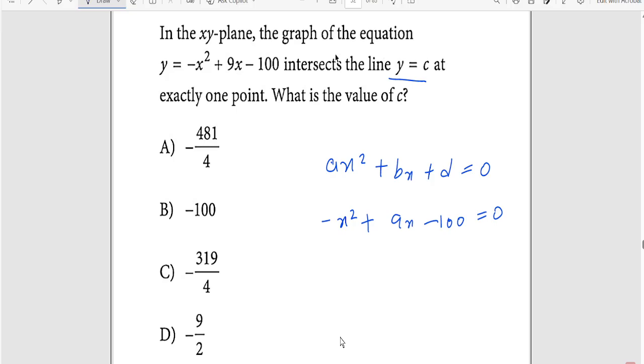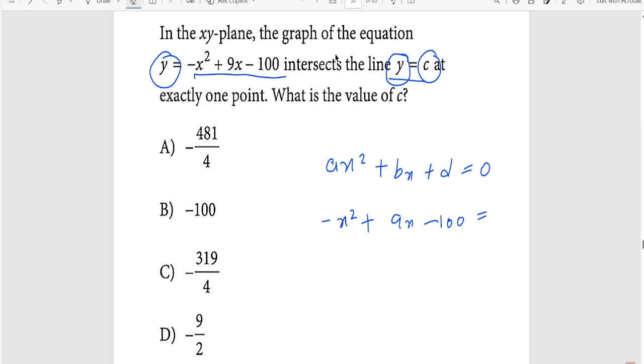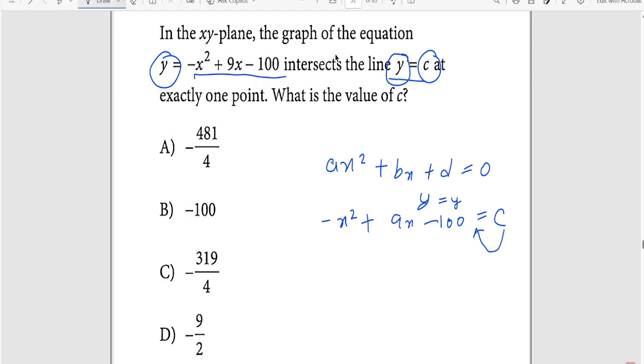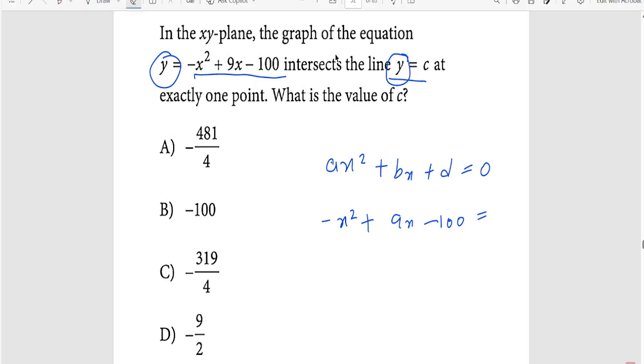They both are y. This is y, this is y. So what I can do is equate this with c, because they both are y. So I can equate this equation with c because y equals y. Now I move the c to this side, so this will become negative c. Negative c equals 0.